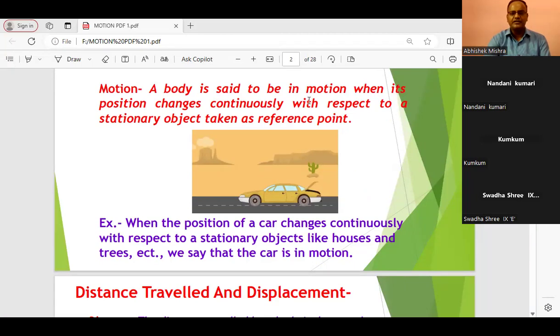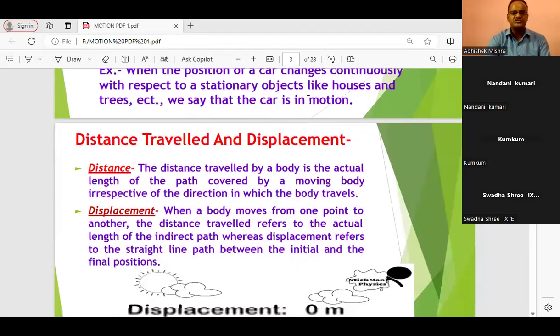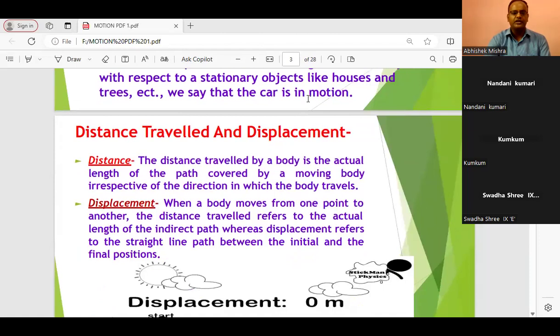And now, students, our next topic is distance travelled and displacement. Now, what is a distance? Also, in the last class we have discussed. Can anyone recall what you mean by displacement?